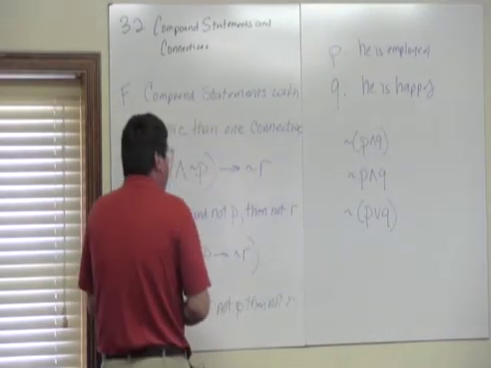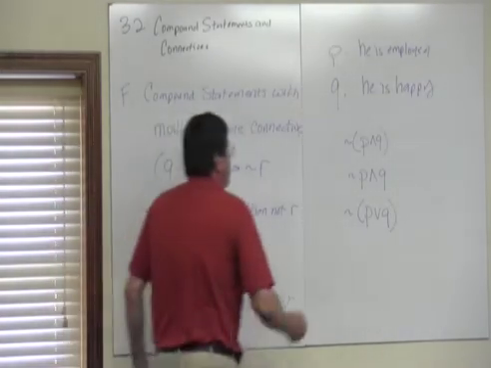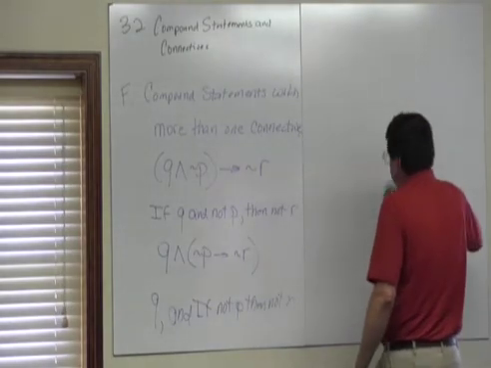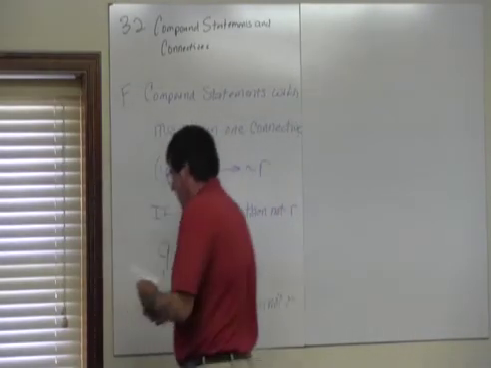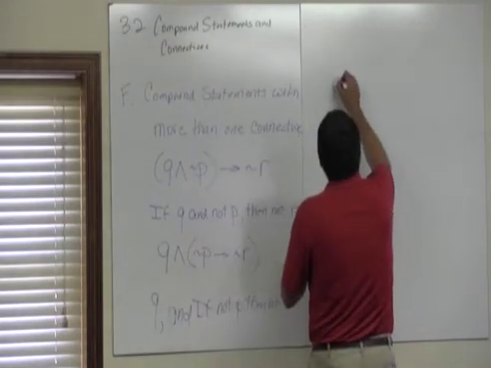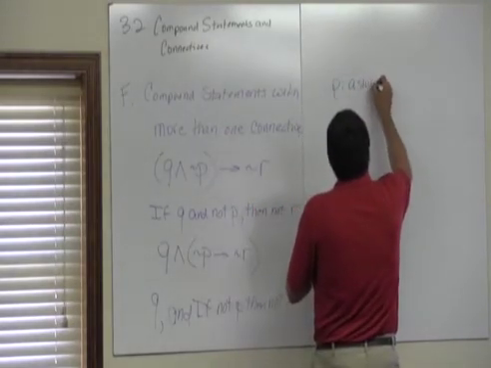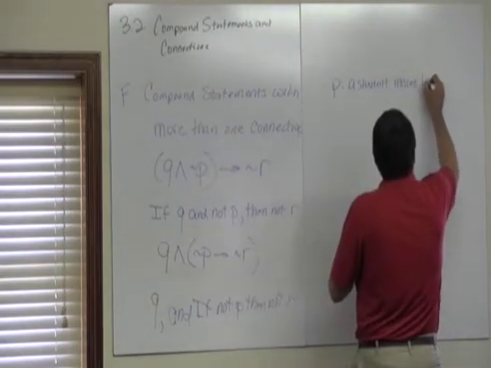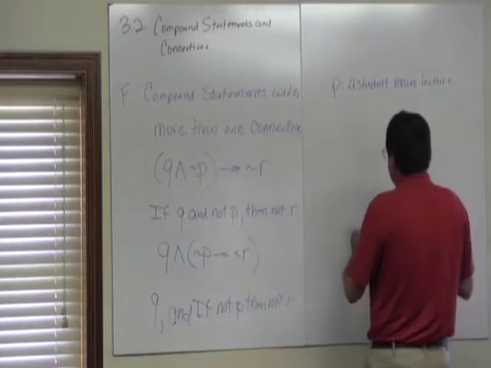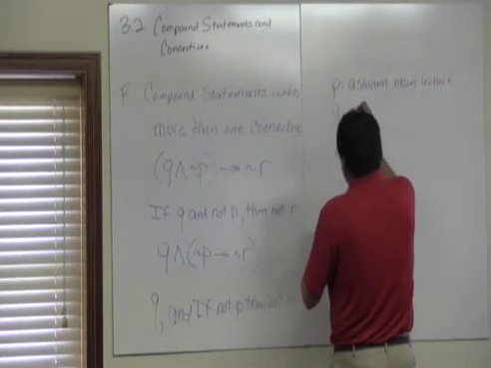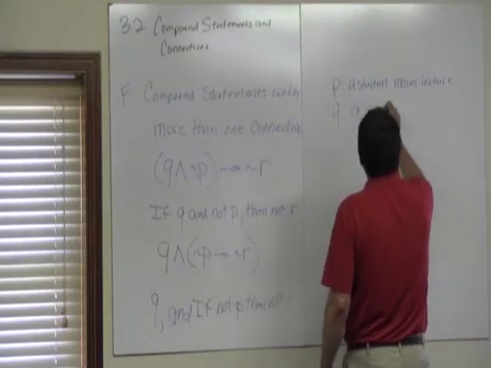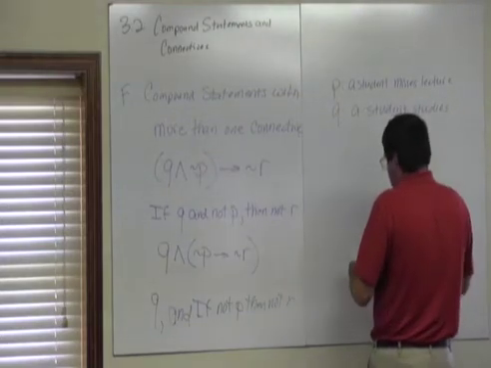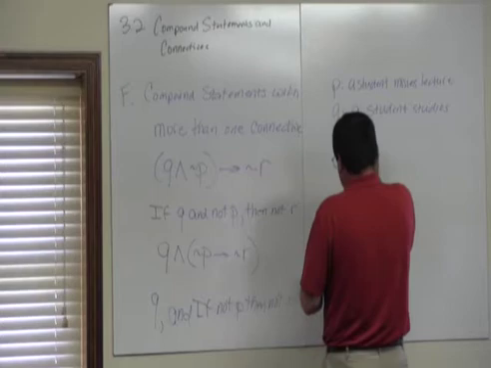Okay, so what if we attached some meaning to P, Q, and R? Now, that's a good question. So P, a student misses a lecture. I'm going to say misses lecture. Q, I'm going to say a student studies. And I'm going to say R, a student fails.